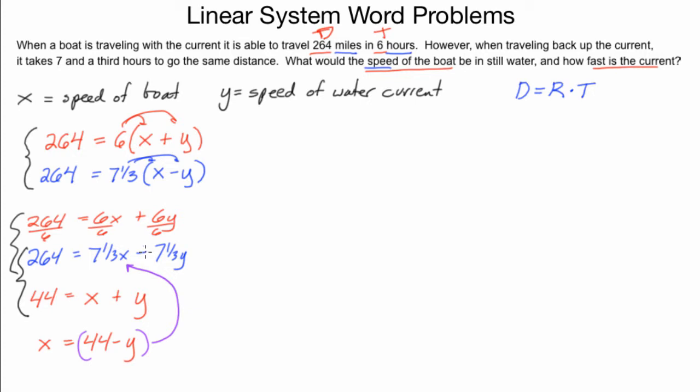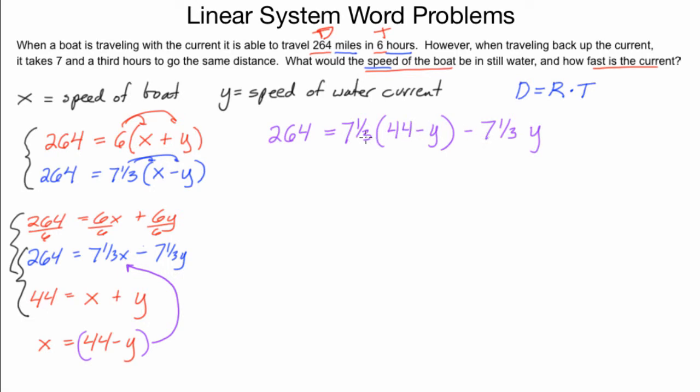All right, so let's use substitution. So rewriting what I have now, I've got 264 is equal to 7 1/3 times x, but I'm substituting 44 minus y in place of x, and then I've got minus 7 1/3 times y. All right, at this point, I'm tired of the fractions. I'm tired of the 7 1/3.